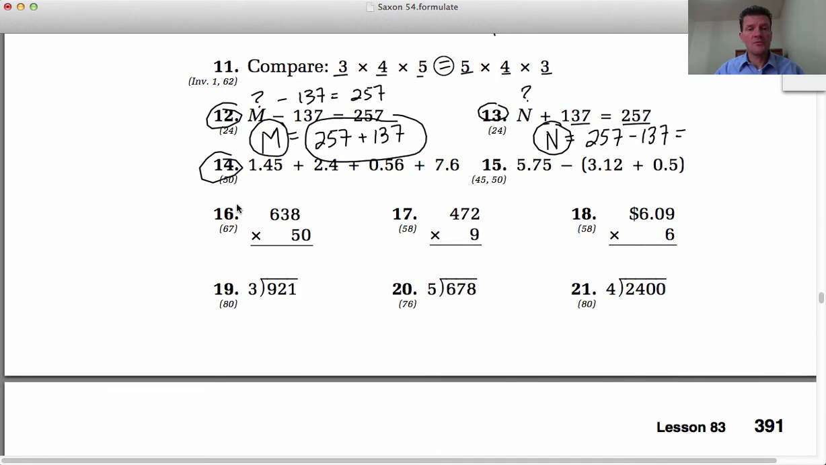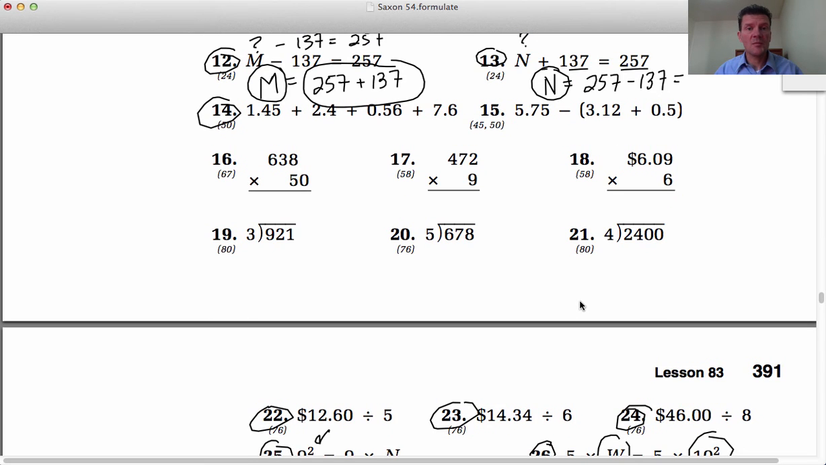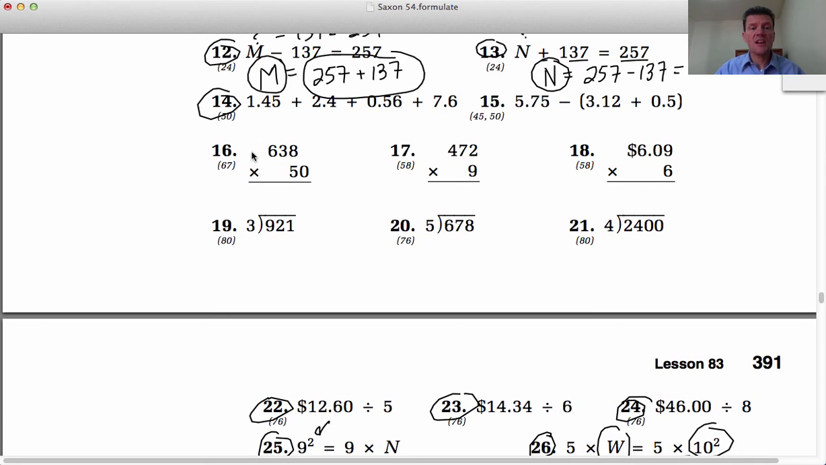Okay, I'm going to let you work through 14, 15, 16, 17, 18, 19, 20, 21, 22, 23, 24, 25. Make sure you do exponents first. 26, here's a question. Make sure you do exponents first and then do multiplication, and then get this letter, that variable, all by itself. Okay, do all of those, check your work, and let me know if you've got questions on those. Take your time with these.